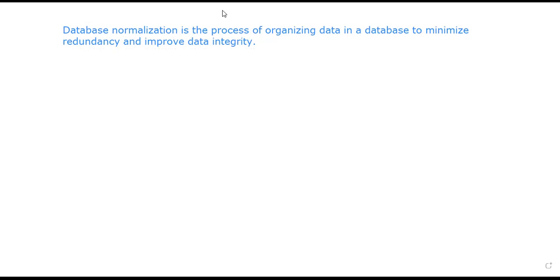So what is this data redundancy? Simply, data redundancy is the occurrence of the same data being stored in multiple places within a database or data storage system. That means the same data is getting repeated. That means it is being stored in multiple places in a database or data storage system, right?